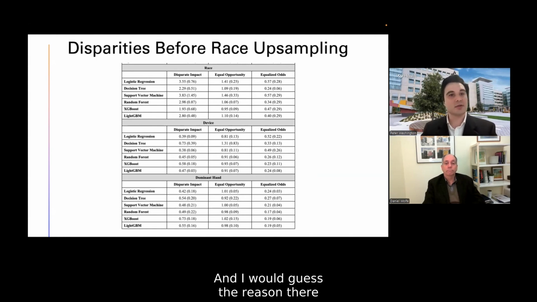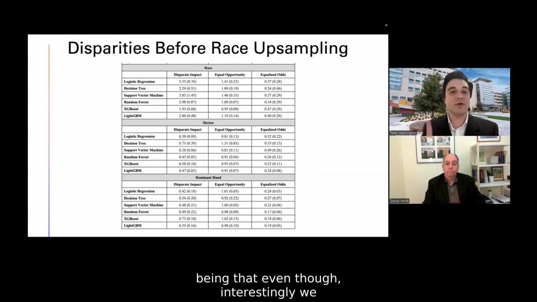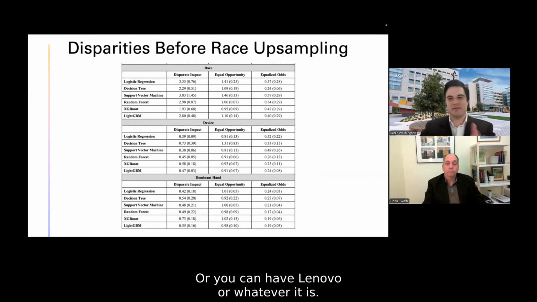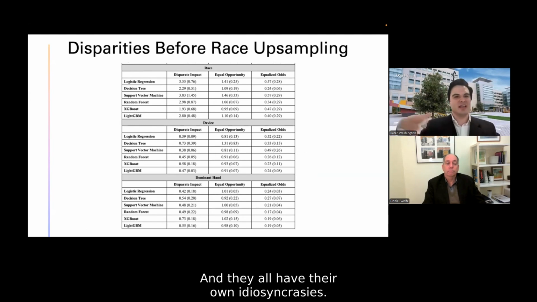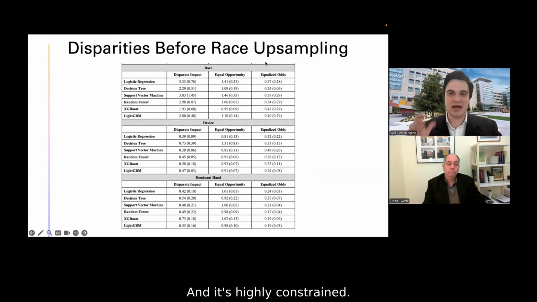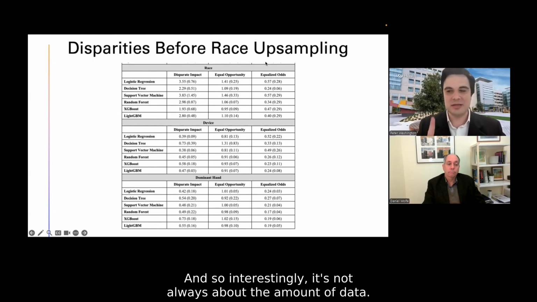And I would guess the reason there being that even though, interestingly, we had more data from Windows users, there's a lot more heterogeneity within Windows devices. You have a Dell, or a Lenovo, or whatever it is, and they all have their own idiosyncrasies, versus with a Mac. If you have a Mac, it's a Mac. There's only so many Macs you can have, and it's highly constrained. And so, interestingly, it's not always about the amount of data.